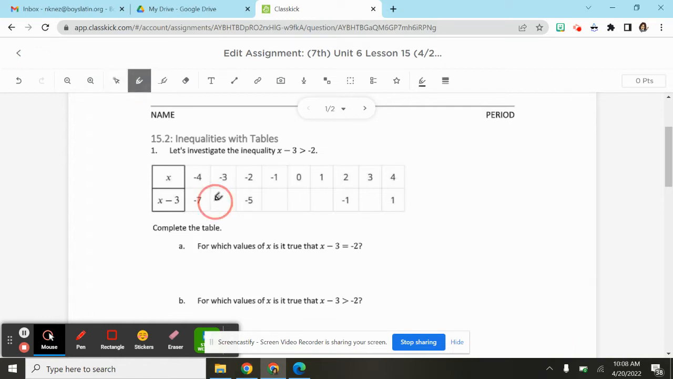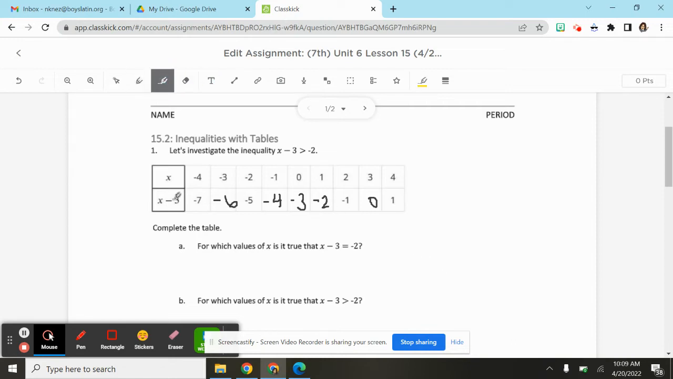We'll go ahead and complete the table by subtracting 3 from each of the values. You can see that I'm taking away 3 from each value in the table. -1 minus 3 is -4, 0 minus 3 is -3, 1 minus 3 is -2, and 3 minus 3 is 0. Question A says, for which values of x is it true that x minus 3 is -2?